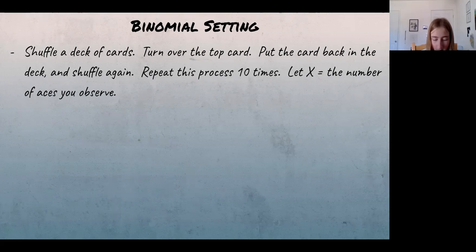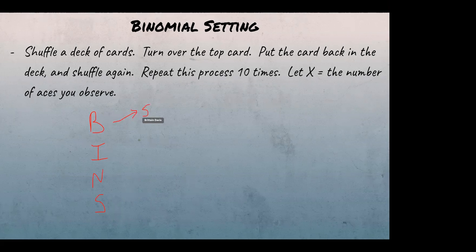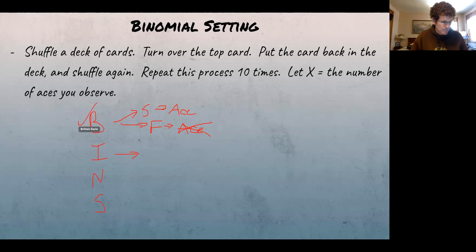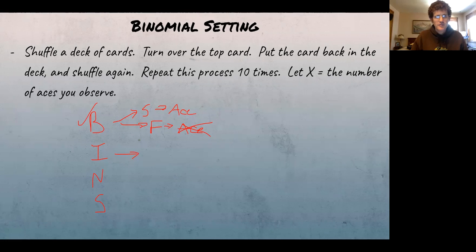Yes, it is. So what does success mean? You reveal an ace. There you go. Success is an ace, and a failure is not an ace. All right. Is it independent? Yeah, it is. I'm putting the card back in, so the probability never changes. I have replacement, so yes, it's independent. There's replacement.